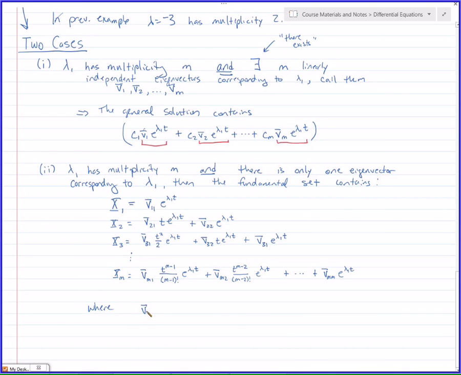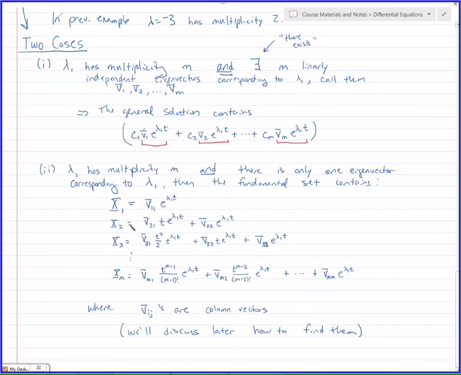Where the v i, j are column vectors, and later we'll discuss how to find them. Was that vector, that x3, supposed to go v31, v32, v33? Okay, thank you.